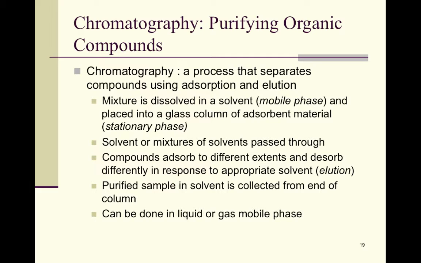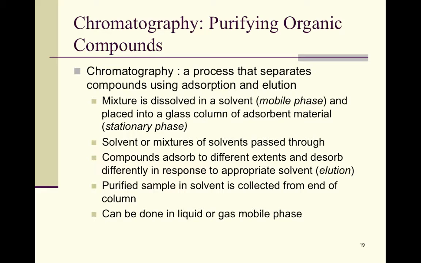So if you have a compound that prefers the stationary phase, that's something that's going to hold on to that stationary phase, and it's going to stay put in the column longer than something that likes the mobile phase or has an affinity to the mobile phase. And something that likes the mobile phase and grabs onto the mobile phase is going to flow through the column quicker. And that's the idea behind separating these. The purified sample in solvent is collected at the end of the column, and you can change out the container when the new stuff comes through.